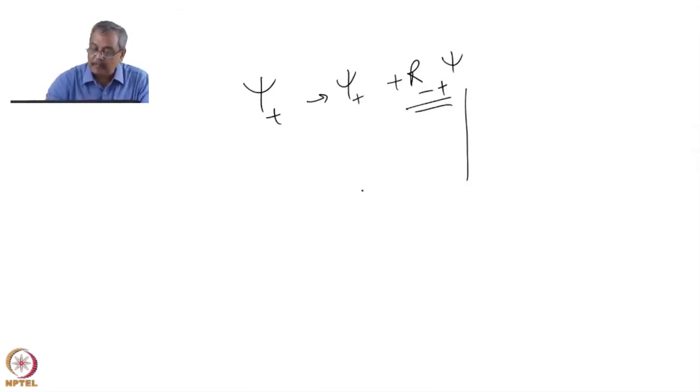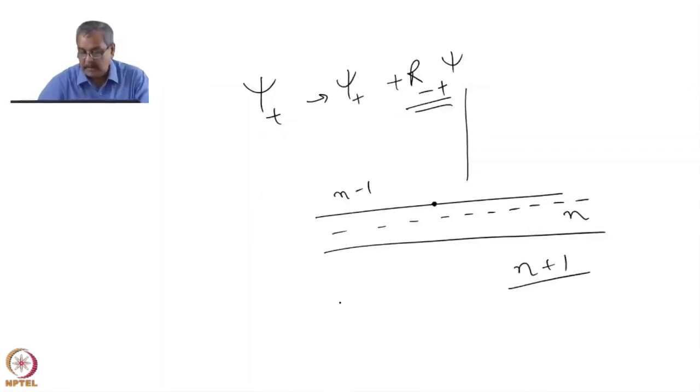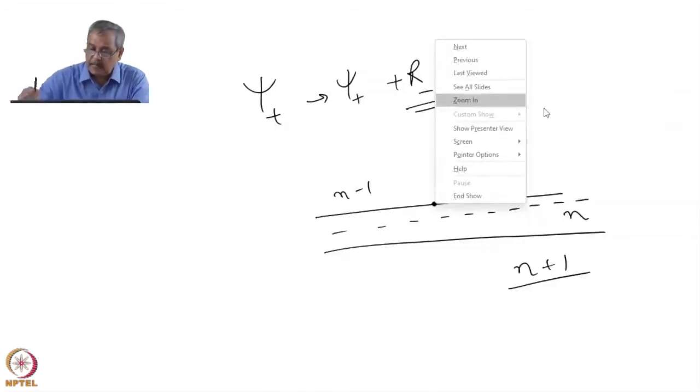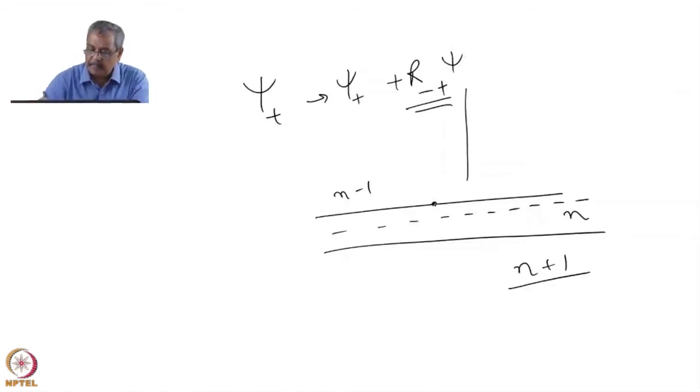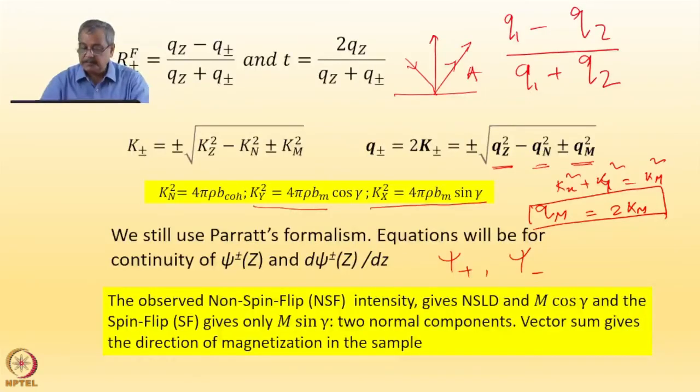Because now we also have to consider, in the Parratt formalism, if you remember, I considered continuity at the n minus 1, nth, and n plus 1th layers, which came in the recursion relation. But here, when I talk about psi plus, I also have a reflected component of psi in the medium. So in our Parratt formalism, the continuity equation will have one extra term, which I am not writing over here, but that is straightforward.